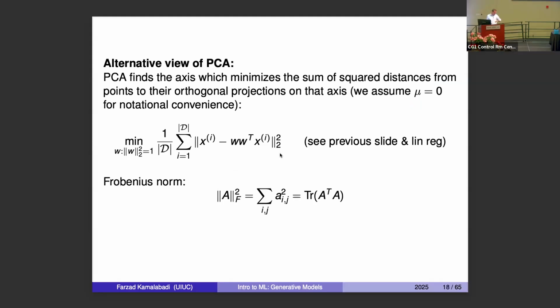All right, there's an alternate view of principal component analysis. I'll just mention it to you without going through the derivation, but conceptually it's important and useful. PCA finds the axis which minimizes the sum of squared distances from points to their orthogonal projections on that axis, okay? First of all, let's parse this out. Orthogonal projections. You remember in the first lecture on discriminative models, we started with linear regression. And what did we minimize in linear regression? Think of essentially a fit of a line to a scatter plot.